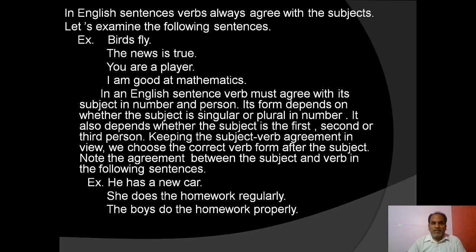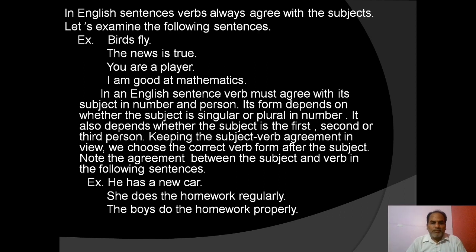In an English sentence, the verb must agree with its subject in number and person. Its form depends on whether the subject is singular or plural in number. It also depends on whether the subject is the first, second, or third person. Keeping the subject-verb agreement in view, we choose the correct verb form after the subject. Note the agreement between the subject and verb in the following sentences.